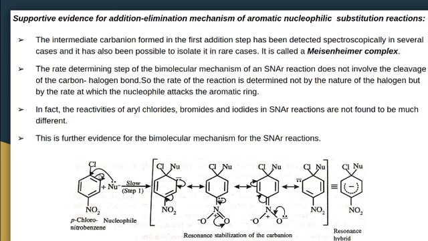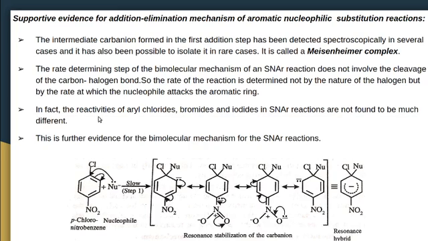That means if we vary the halogen, if we use chlorine, bromine or iodine, the rate will not change, because the rate determining step does not involve the breaking of the carbon halogen bond. But the rate of the reaction is determined by the rate at which the nucleophile attacks the aromatic ring. That is the only factor.